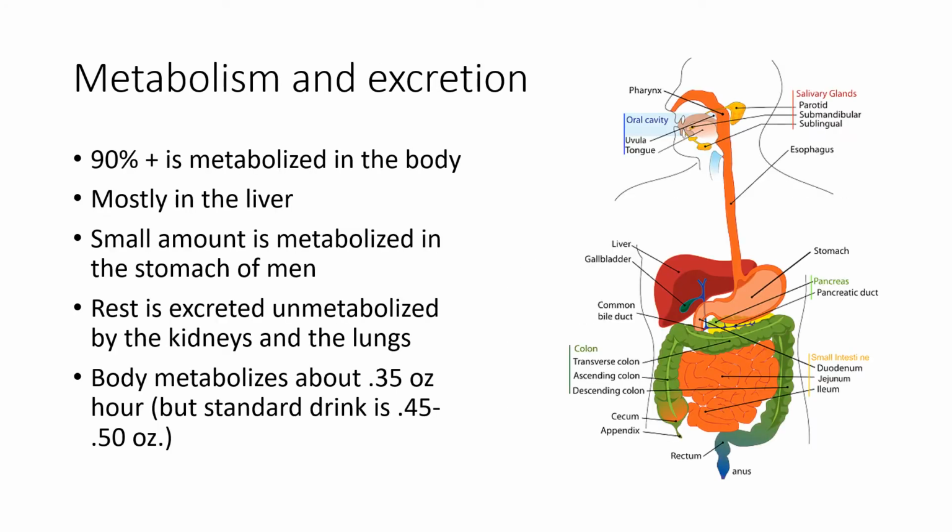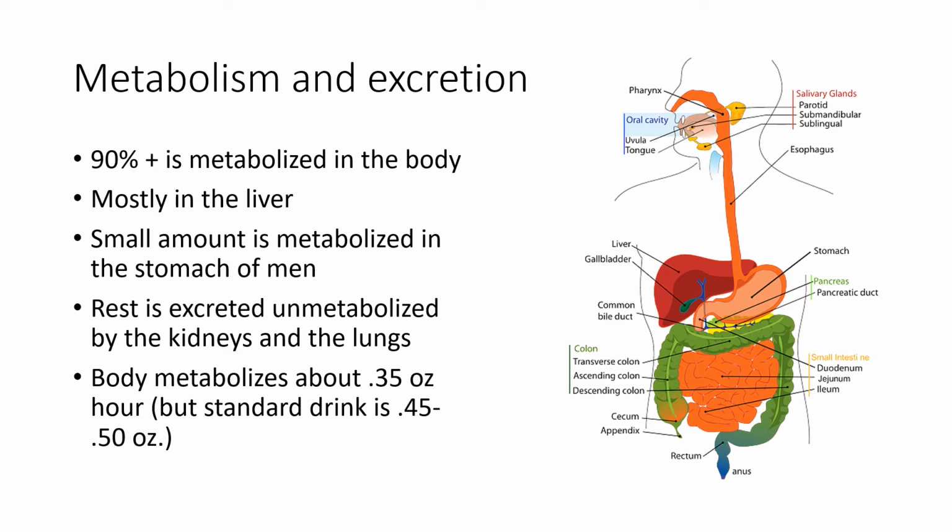Metabolism and excretion. 90% of the alcohol is metabolized in the body, mostly in the liver. A small amount is metabolized in the stomach of men, and this is another reason why women get a higher blood alcohol content than men do. Women's stomachs don't produce the enzyme to break down alcohol the way men's do. The rest is excreted unmetabolized by the kidney and lungs, although that's a relatively small amount. But the rate at which it's excreted through the lungs is uniform, and this is the basis for breathalyzers.